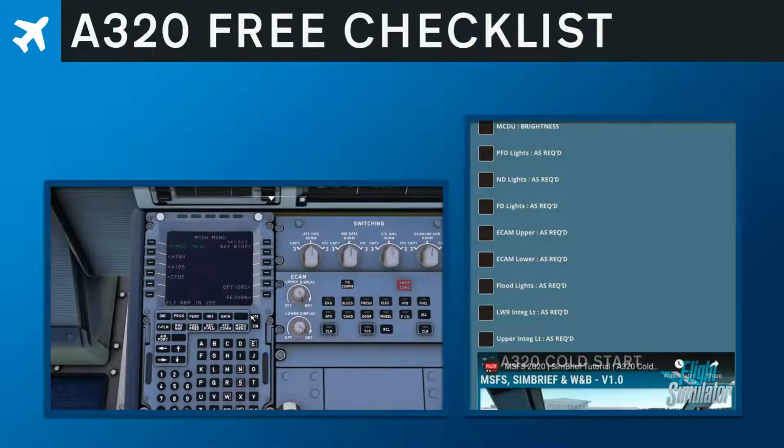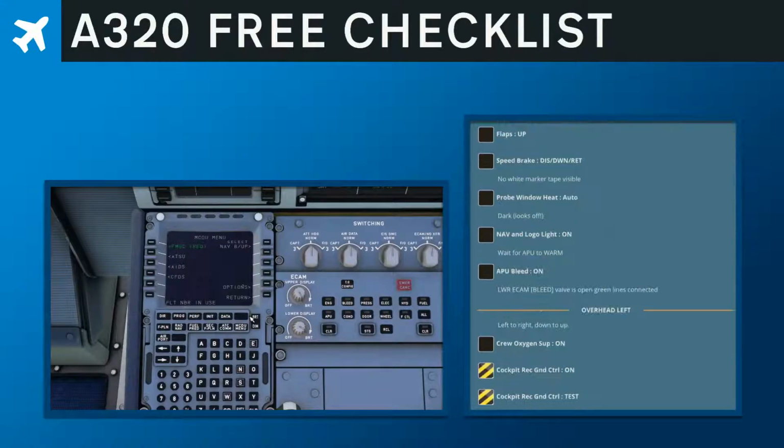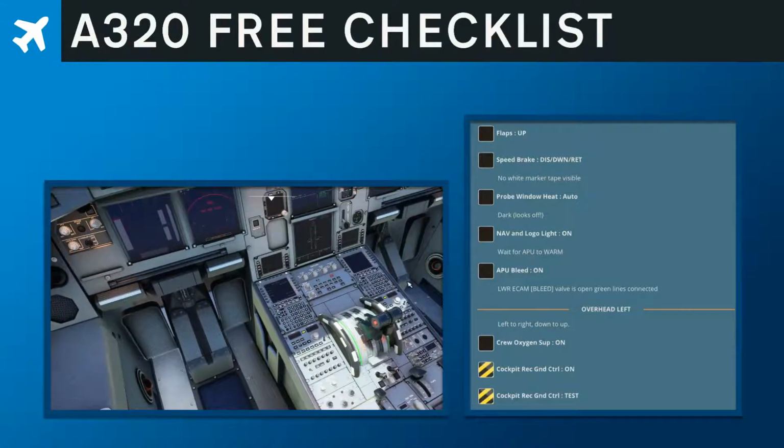So ECAM upper lower is done. Okay, right, so we can now tick all these off the checklist as done, and we can go back and start doing the configuration. So once again, parking brake is on. We check this multiple times just to make sure there's no mistakes.